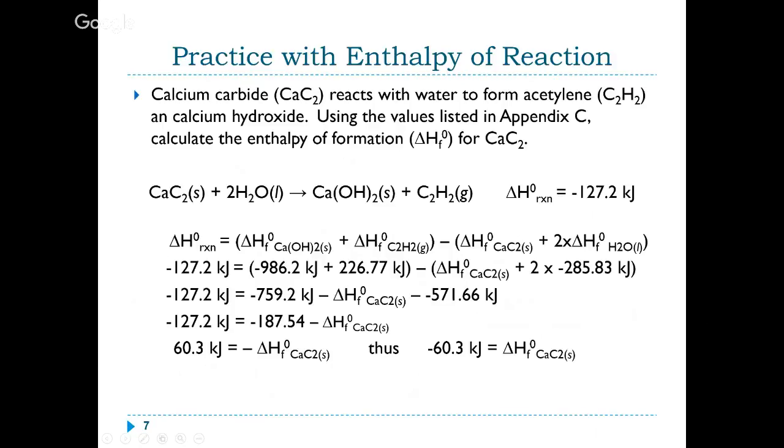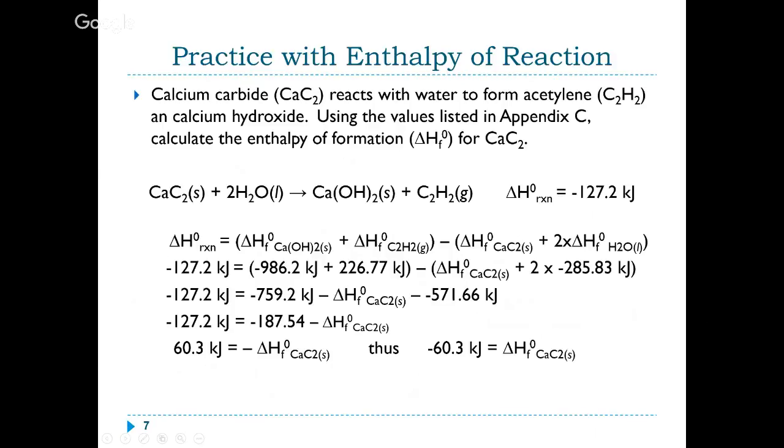So now I plug in my values. I know my enthalpy of reaction, so I put that here. I look up my values in the back of the book and write them down accordingly. So now this math is a little different than what we did in the last slide because we were just calculating our enthalpy of reaction. So let's go ahead and combine terms, right? So my enthalpy of negative 986.2 plus 226.77 kilojoules gives me negative 759.2 kilojoules.